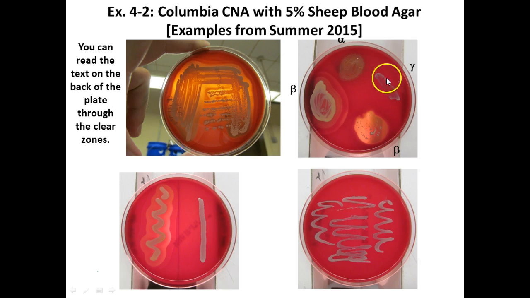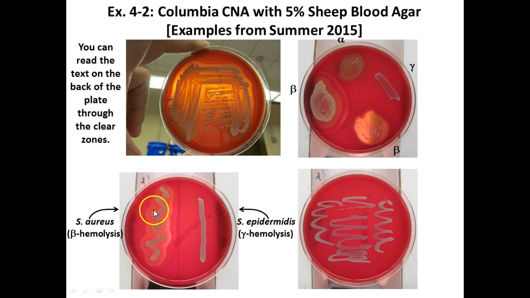And then this one is growing, right, but there's no change to the red blood cells. So that's what we call gamma. So again, beta, gamma, and then again, notice growth, right? So it's probably some gram-positive, right, but no lysis of the red blood cells. So I have two demos, so pass them around.